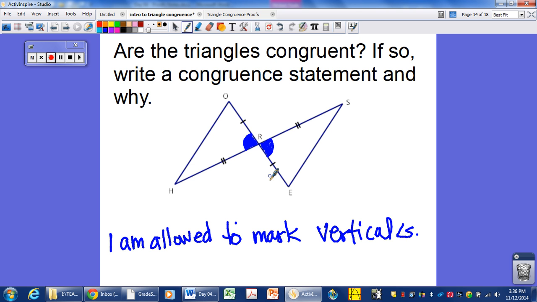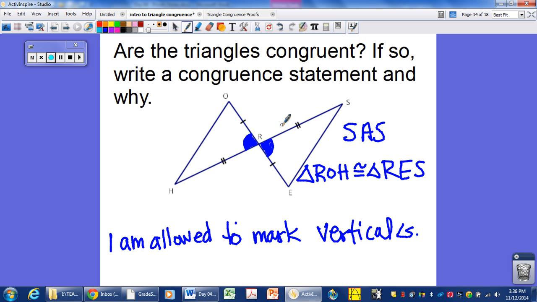So the only angles that you're allowed to mark are the vertical angles because they are always congruent and they're never marked. So now I can see that this is going to be side angle side as the triangle congruence reason. So writing a statement, let's go with ROH is congruent to triangle R goes with R, O goes with E, and H goes with S.